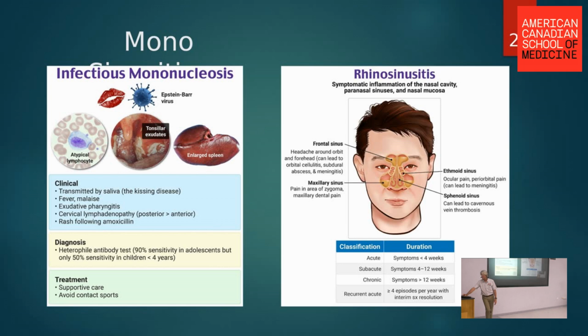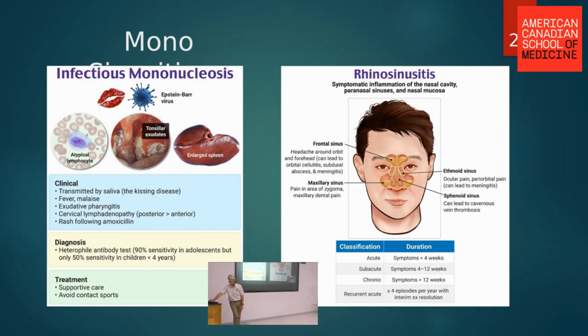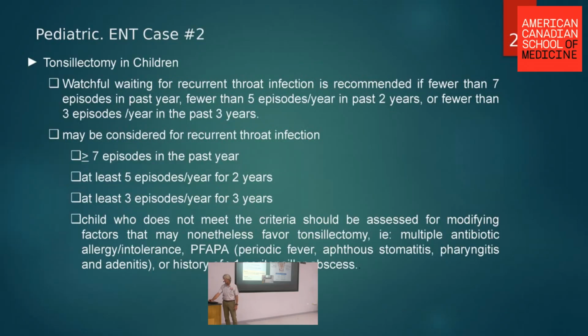We talked about tonsillitis. So infection, mono, we talked again about, it can look pretty similar. Tonsillar exudates, atypical lymphocytes on smear, and large spleen. Avoid contact sports. We talked about sinusitis: frontal sinus, maxillary, ethmoid, sphenoid. Again, usually you're going to have tenderness over the sinus, redness, fever. They're going to look pretty sick. You need to treat that with antibiotics.